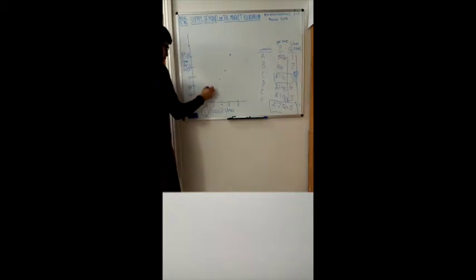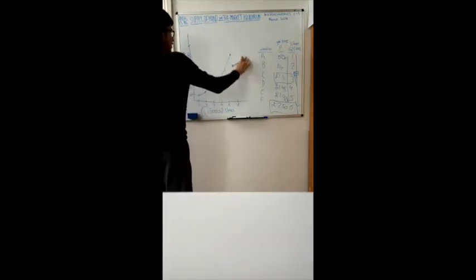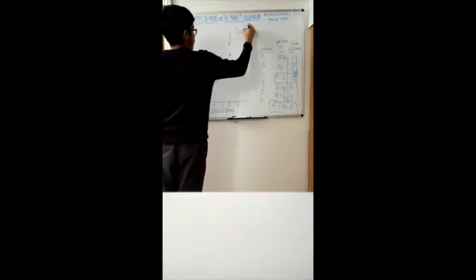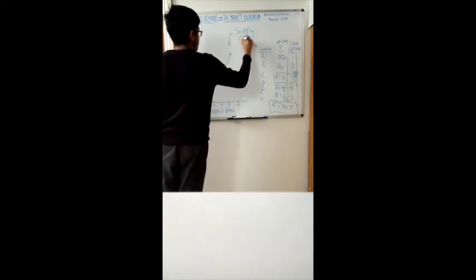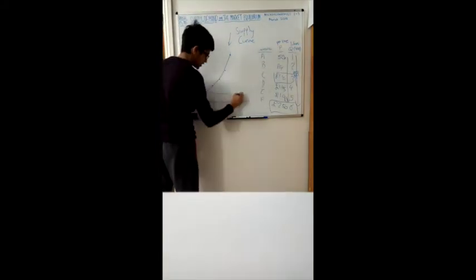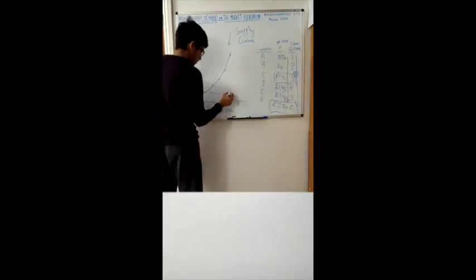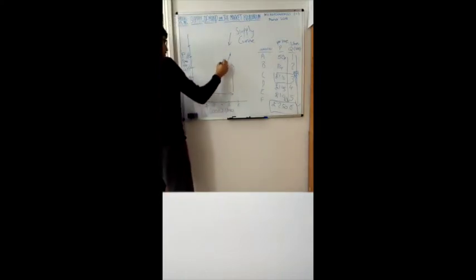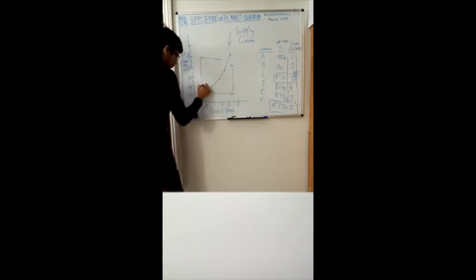So if we join these points together, we get a supply curve. This is our standard supply curve, which applies for many markets. And here we can see as the price increases, the quantity supplied increases. And here as the quantity supplied decreases, it's when the price is also decreasing.